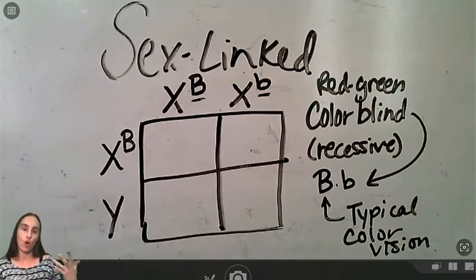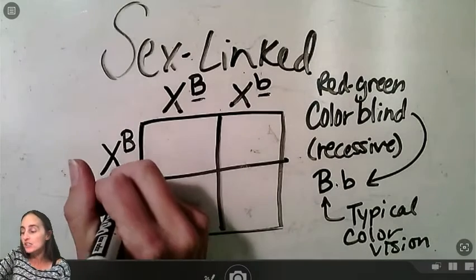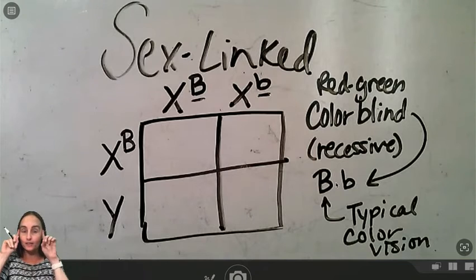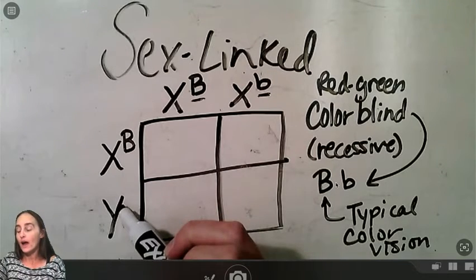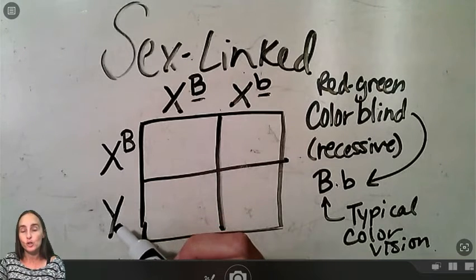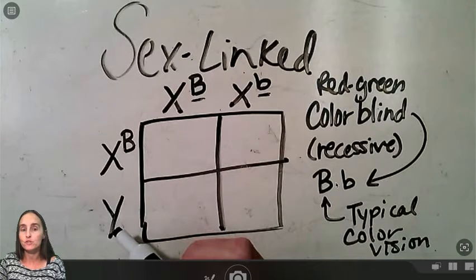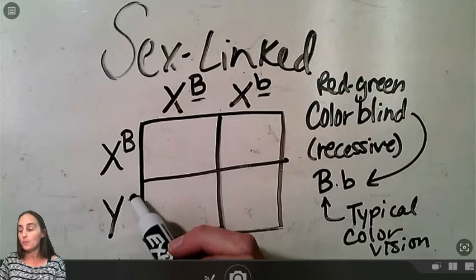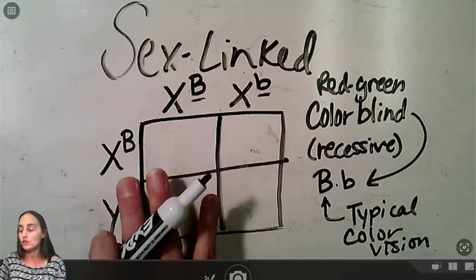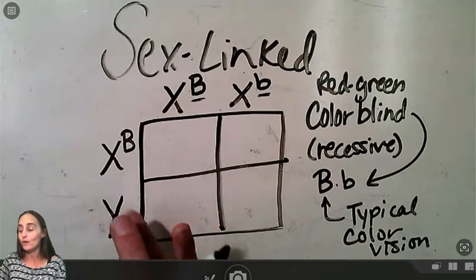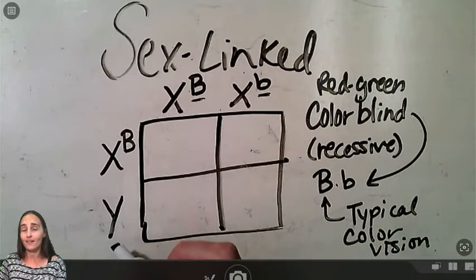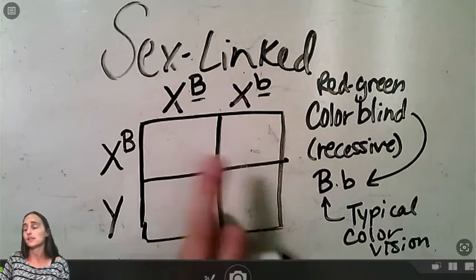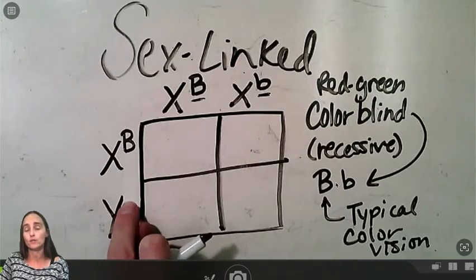Now, you could be like, is he homozygous? Is he heterozygous? There's nothing here. The Y doesn't get anything because think of the karyotype. X and Y are non-homologous chromosomes. They don't have the same genes, okay? So you are not seeing any B at all here because there's no color vision gene on the Y. So don't ever put a letter on a Y if it's an X-linked trait. No letter goes on the Y, okay?